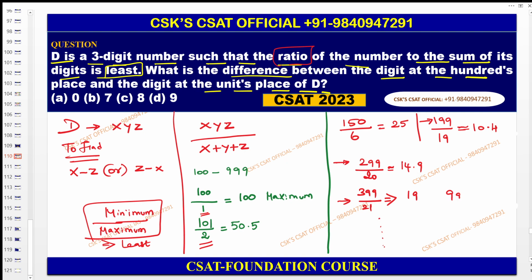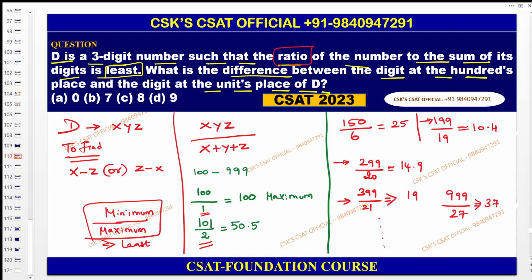You can go with 999. Add up this thing: 9 plus 9 plus 9, 27. When you divide this, you will get approximately 37, right. So now check this one.